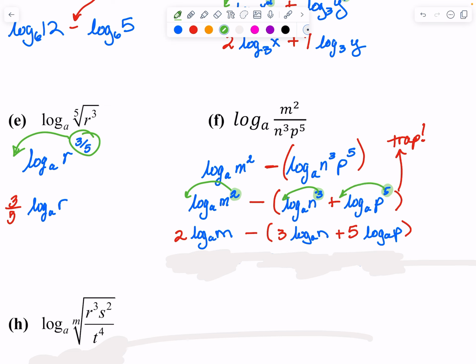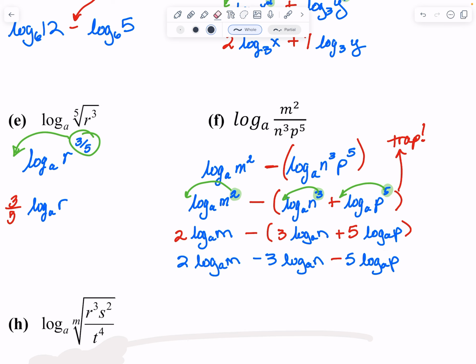You didn't really have to do it in that order. You could distribute the negative first if you wanted. It doesn't really matter, as long as you wind up with your final answer as 2 log base a of m, subtract 3 log base a of n, minus 5 log base a of p. And again, that minus is the thing that most people miss in this type of problem.